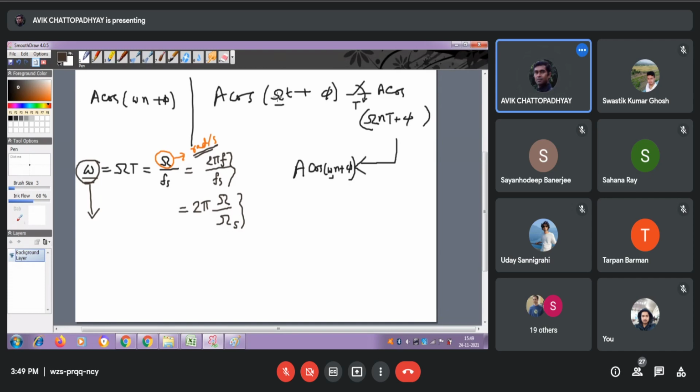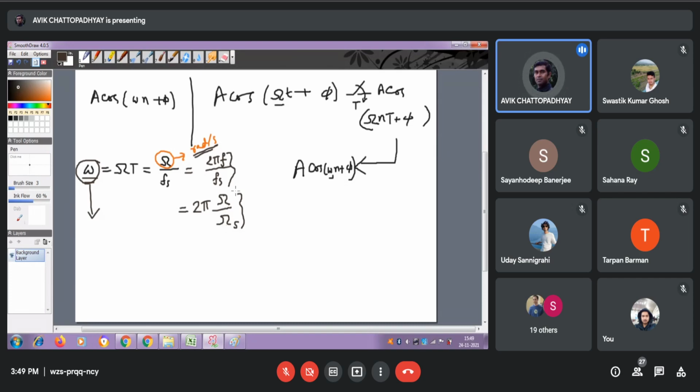That's all. And sometimes people call it a normalized frequency, because as you can see from this expression, this term 2 pi f is being normalized with respect to fs. Or this 2 pi capital omega is being normalized with respect to the capital omega. So it is kind of normalized also.